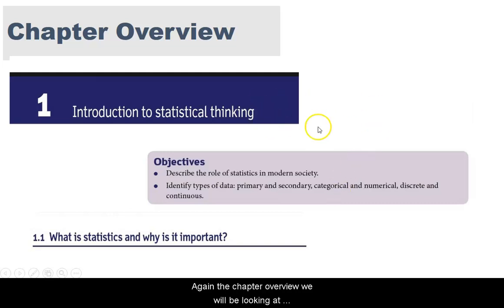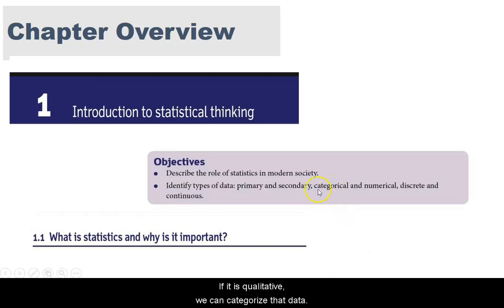Again, the chapter overview will be looking at introduction to statistical thinking. We'll look at how we can describe the role of statistics in modern society, and identify types of data. Data can either be primary data or secondary data. We can also look at qualitative data, that is categorical data, or numerical quantitative data, because data can either be quantitative or qualitative.